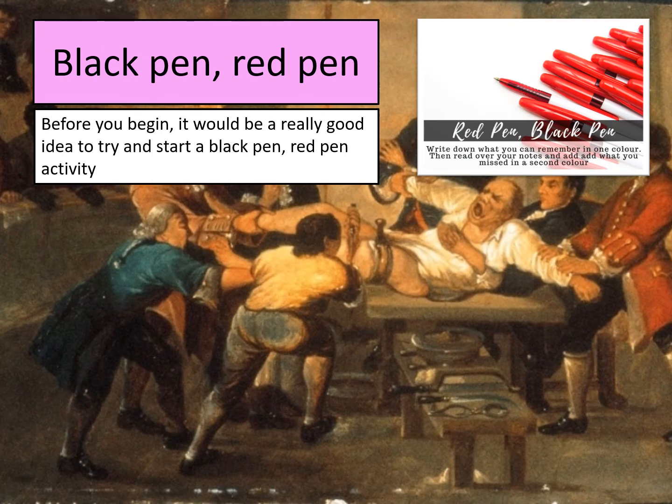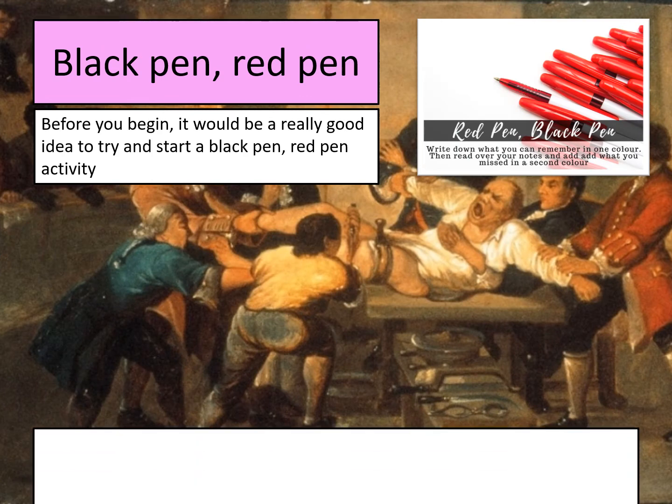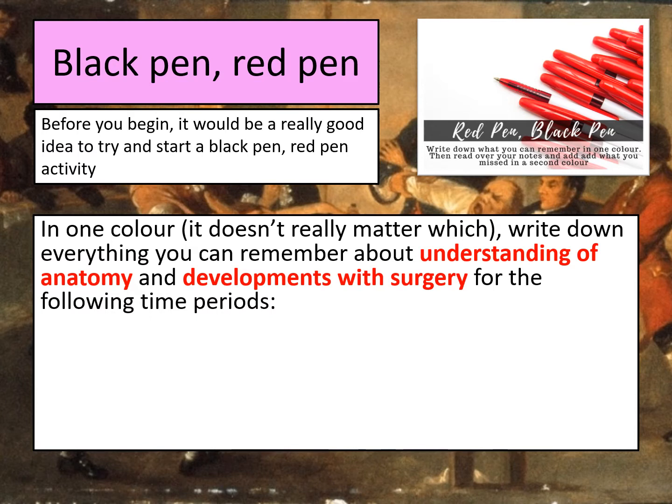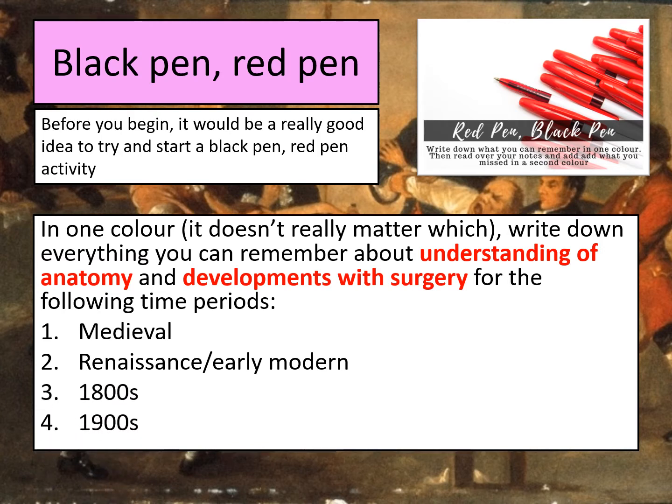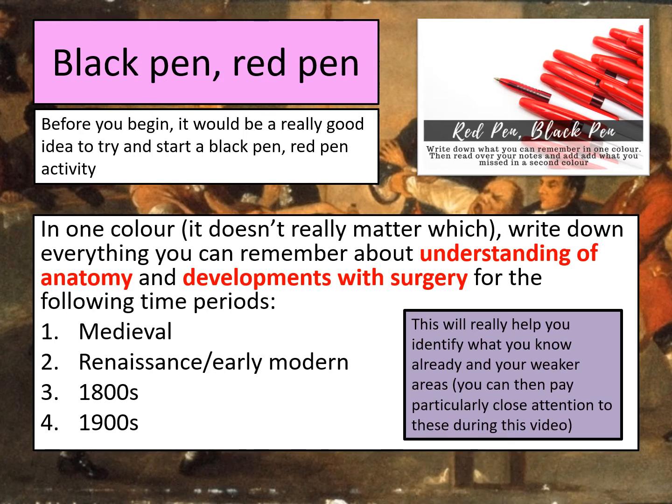Before you begin, it would be a really wise idea to do a black pen, red pen activity. This is just where you write down everything you can remember about this topic, all about anatomy and surgery in the 4 time periods listed below. And then at the end of the video, without looking at any of your notes, you can then have a go in a second colour writing down what you can now remember. This is really good for showing you how much you actually already know, and it's often not as much as people think it is when you've got no prompts whatsoever and you've just got to go from your memory. So pause the video here if you want to do this.